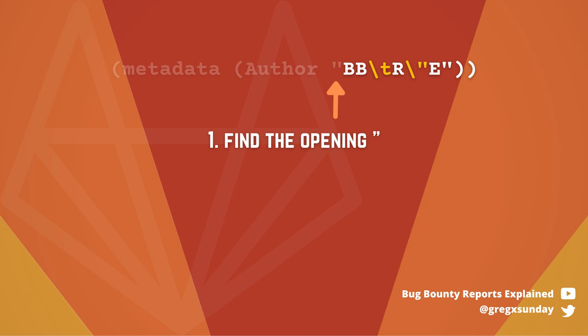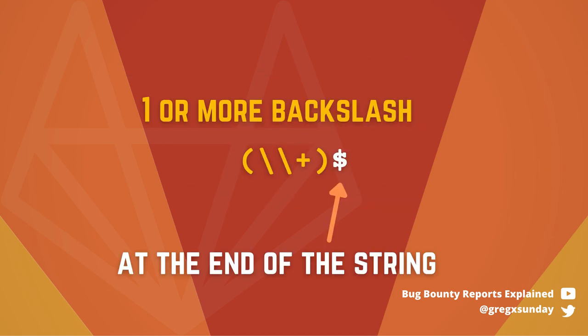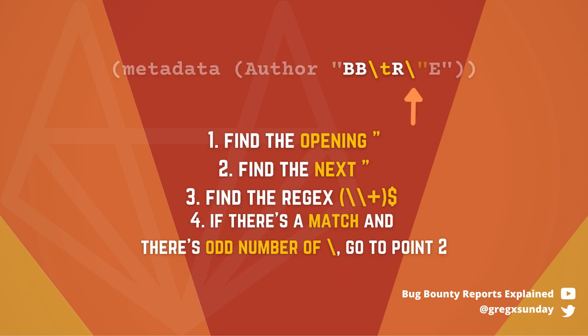First, as previously, it would find an opening double quote. Then it would find the next double quote and cut out everything after that. But this would be the escaped quote. There is a regex to deal with this situation. It means one or more backslashes at the end of the string. The dollar in regular expressions means the end of the string. This one checks if the processed part ends with the unescaped backslash.